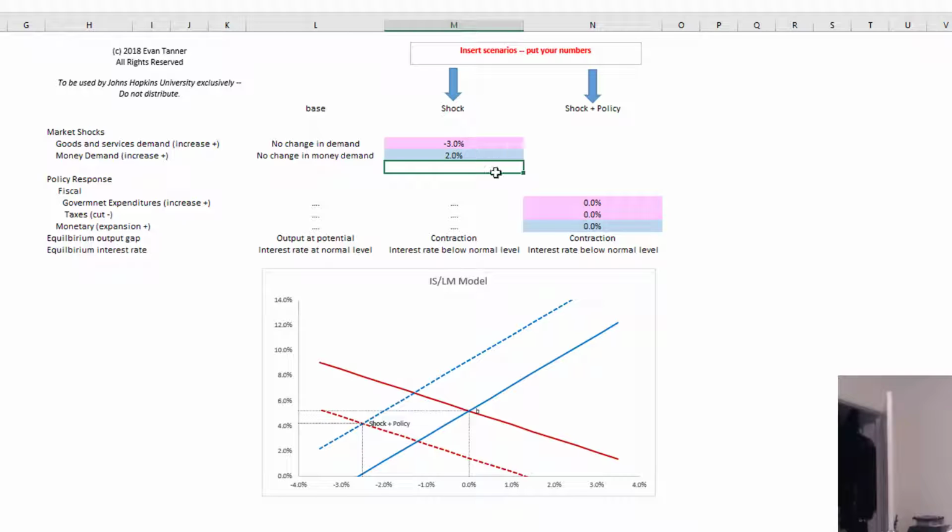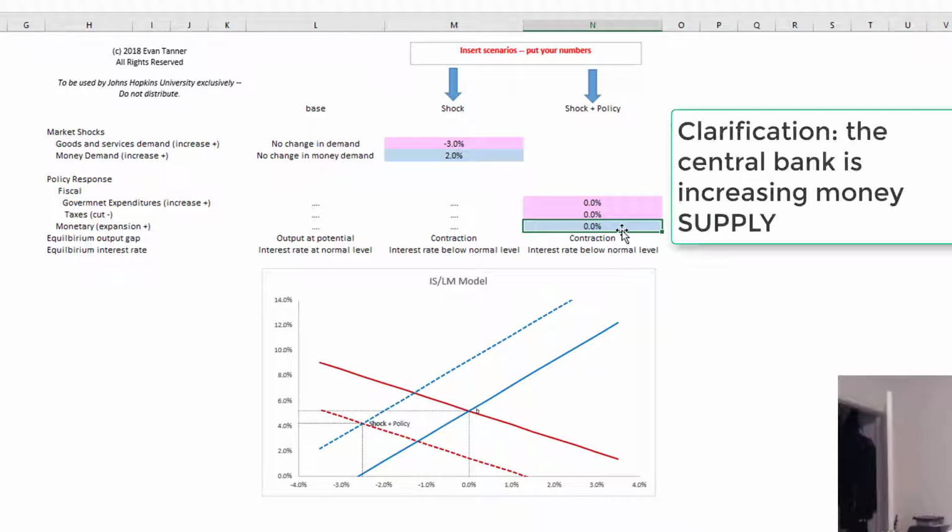And you can see that, okay, what do we get? We get a shock, and we get a contraction, even though interest rates are now below their normal level. But we are way below potential because of the shock. So in the first instance, we might think of the central bank coming in and counteracting that shock. And how would it do that?